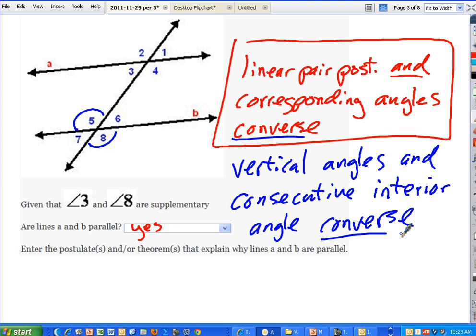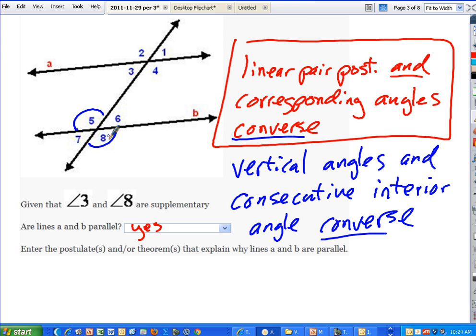Right? We're not told they're parallel. We're proving that they're parallel. That's what the converses do. Make sense? There's probably even other ways we could do this one if we wanted to. We could say 3 and 2 by the linear pair postulate, and then 2 and 8 by alternate exterior angle converse. That would work also. Okay, so there's lots of ways to do this one.